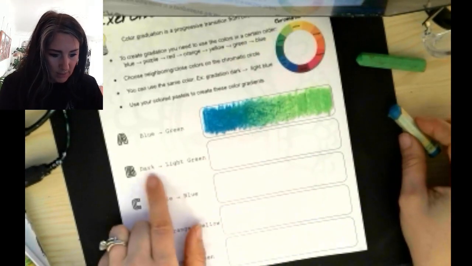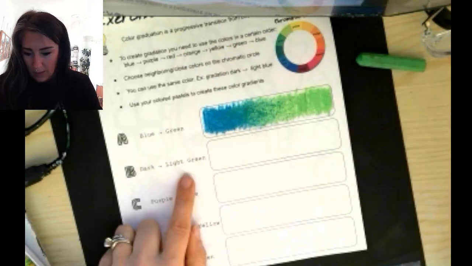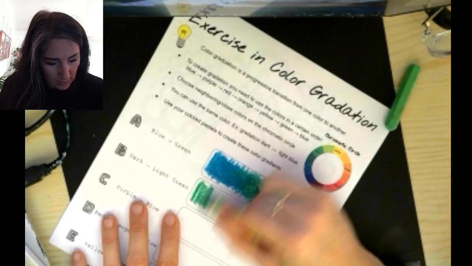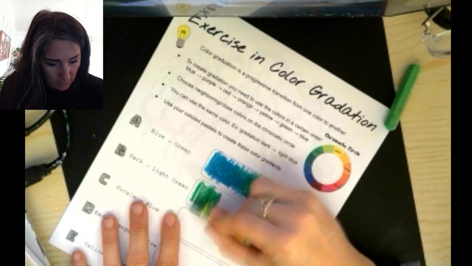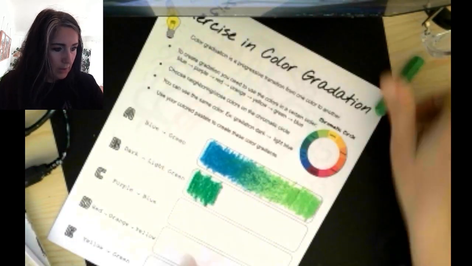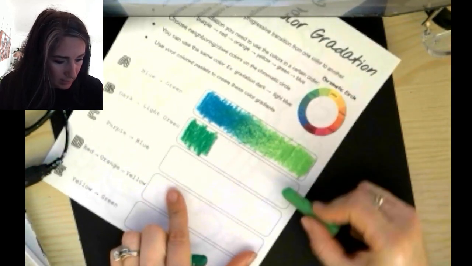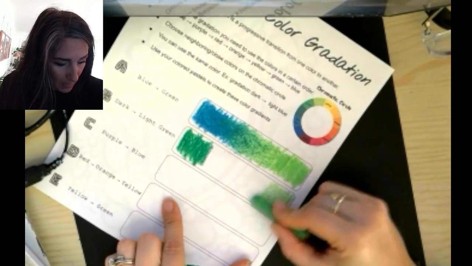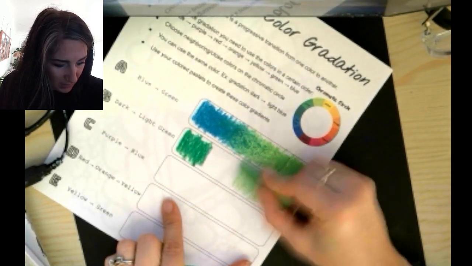Let's see, what's next? Dark green to light green. Okay, I already have a light green out. I'm going to get out a dark green next. Same process. Remember, whatever color is darker, you want to start with less of that. It's easier to go over the light with dark than it is to go over the dark with light. You probably noticed that as I was working on the last one too.